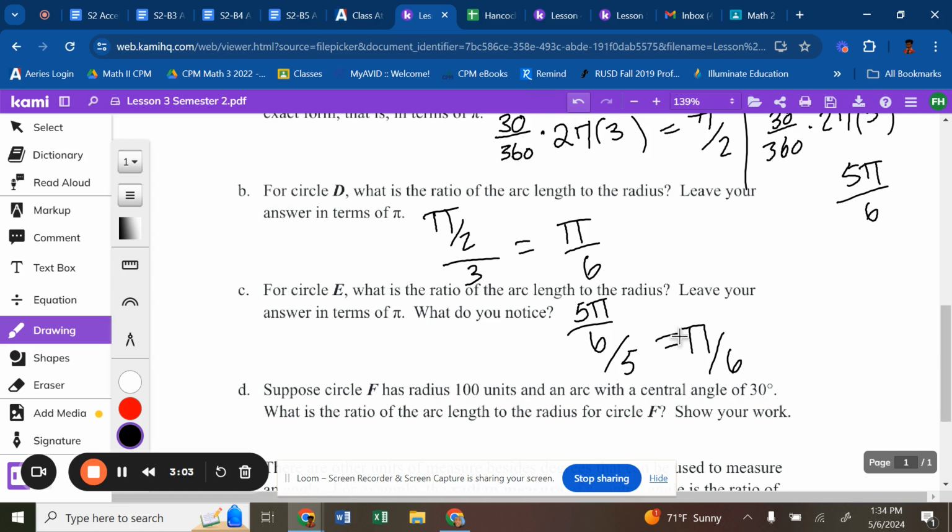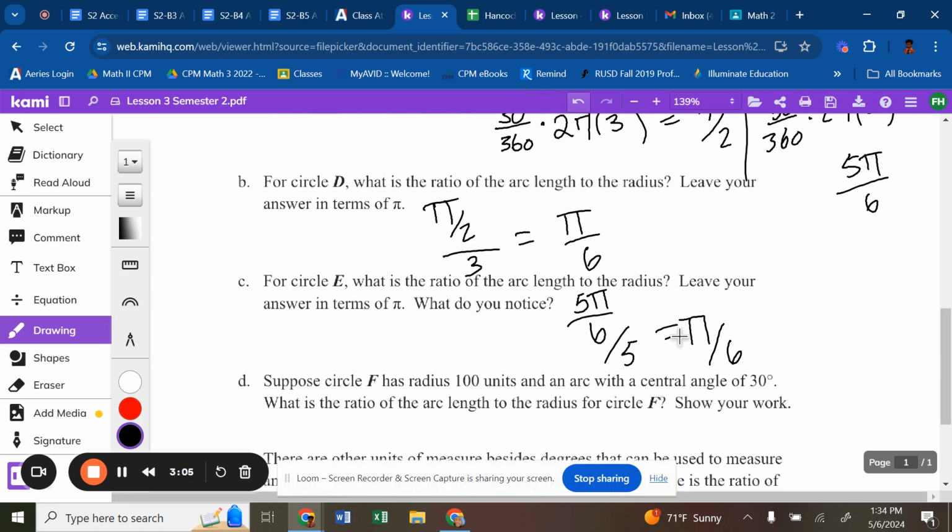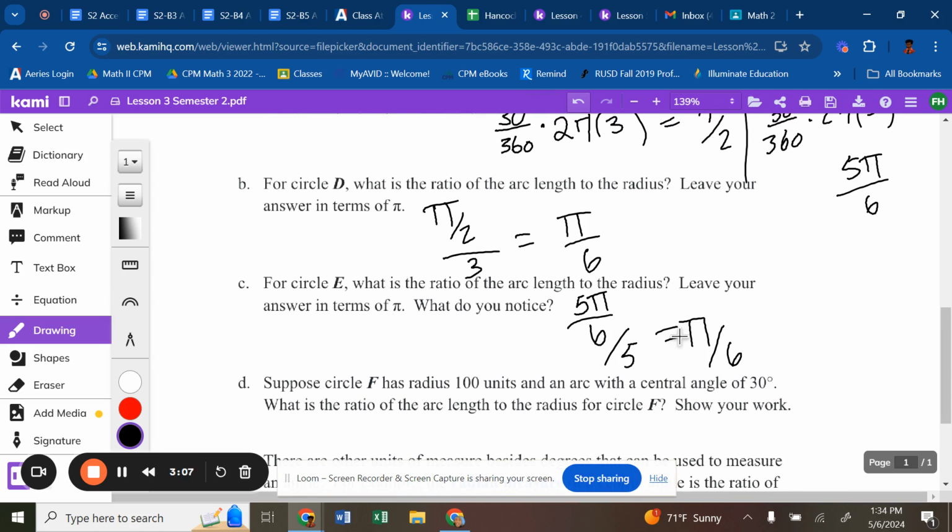So in the next one, you say, hey, what if we have a radius of 100? Can we get the same ratio? Well, we can. We would do 100 pi over 6, and then we would divide that by 100. And I think you see where this is going. We divide this by 100, and we also get pi over 6. Let's slow this down a little bit.